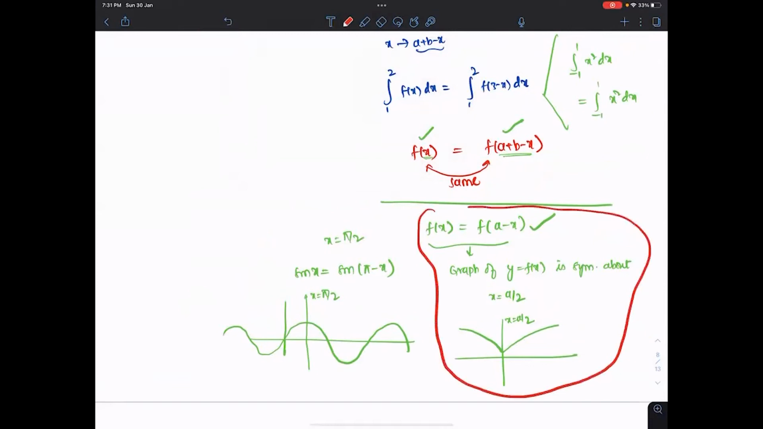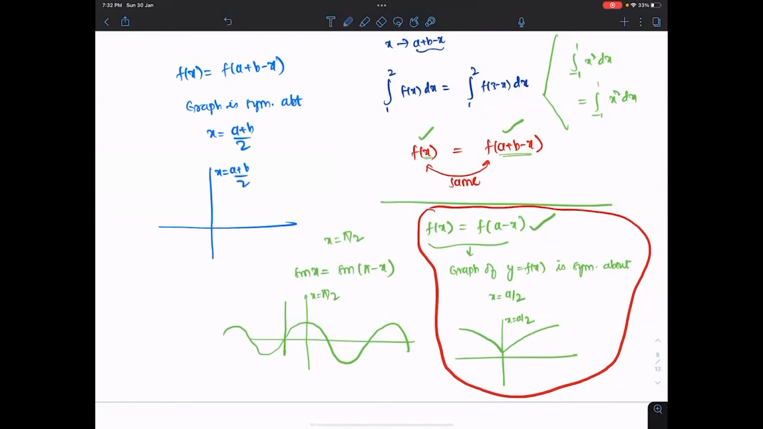If f of x and f of a minus x, like that. Okay. So, what do we understand? f of x and f of a plus b minus x are the same. It means the graph is symmetrical about x equals a plus b by 2. So on the graph, this is your x equals a plus b by 2, let's say. Then your f of x graph will be symmetrical about it. And what is a plus b by 2? It is the midpoint of a and b.